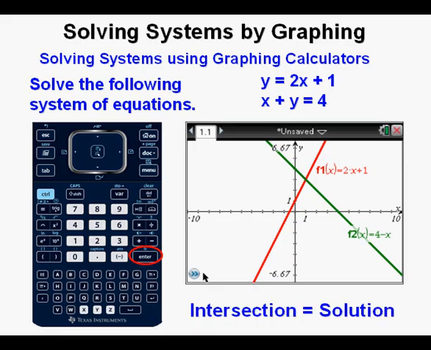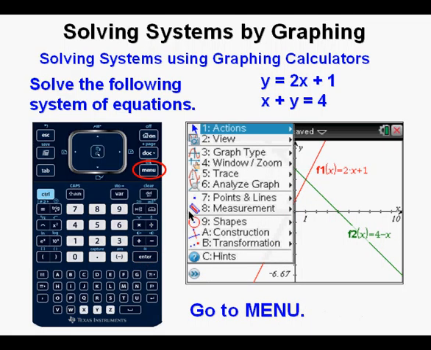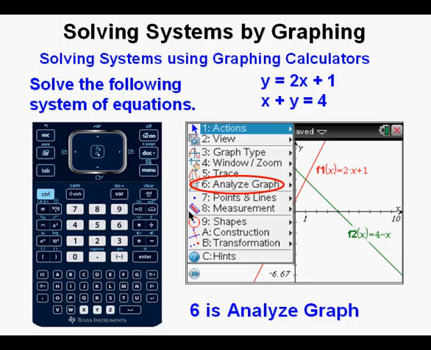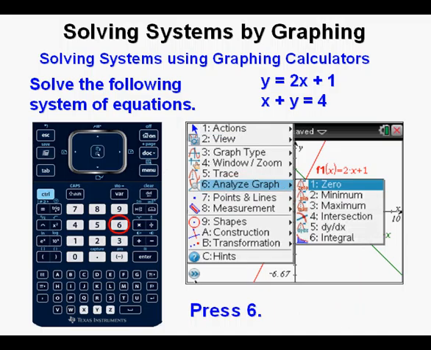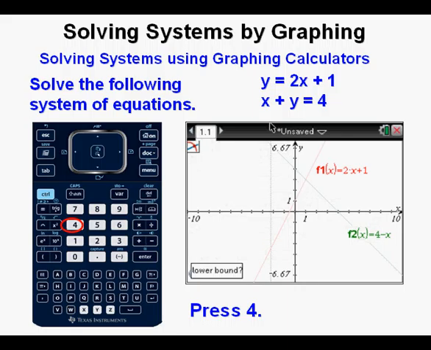To find the solution, go to Menu. Here's option 6, Analyze Graph. Press 6. Look at option 4, Intersection. Press 4. Lower bound question mark is shown in the lower left. Now it says upper bound.